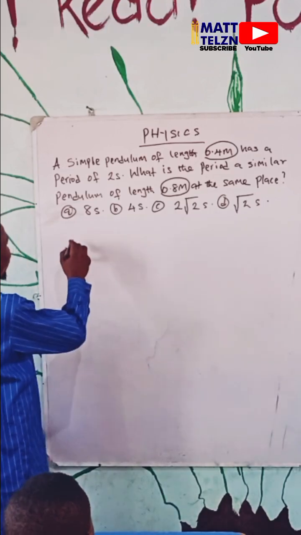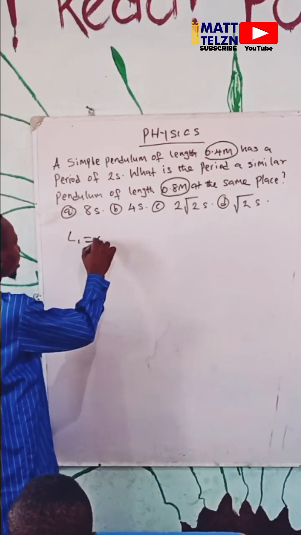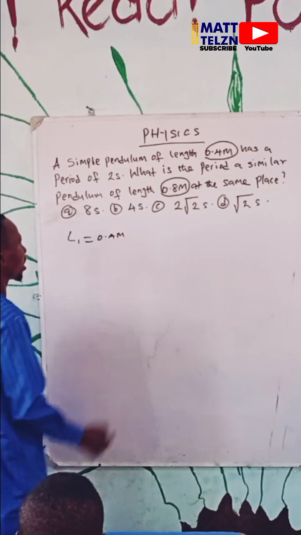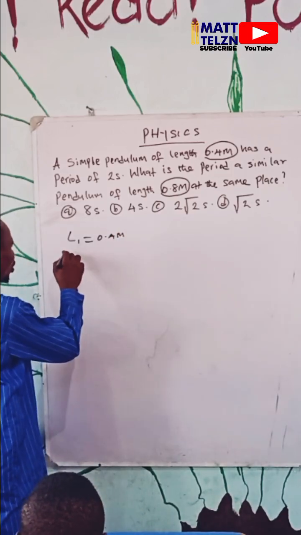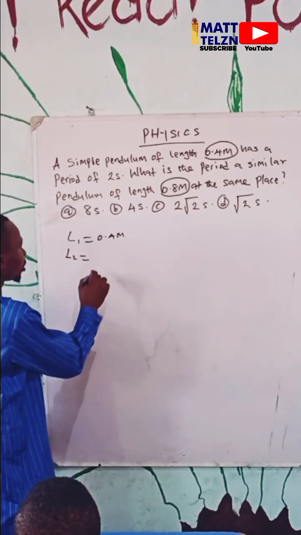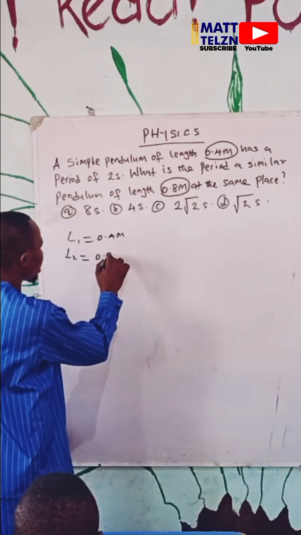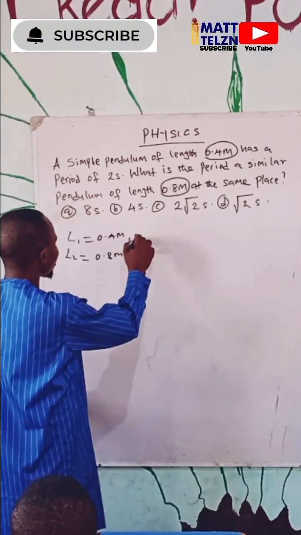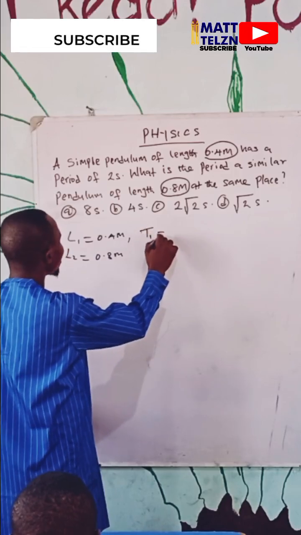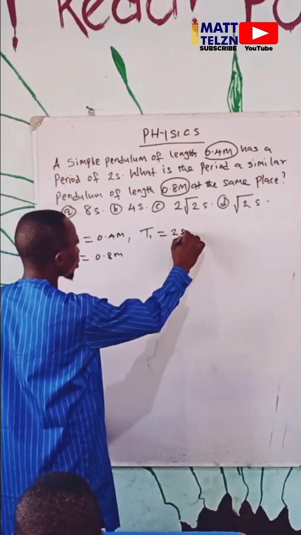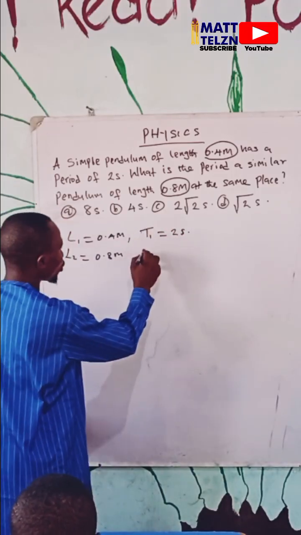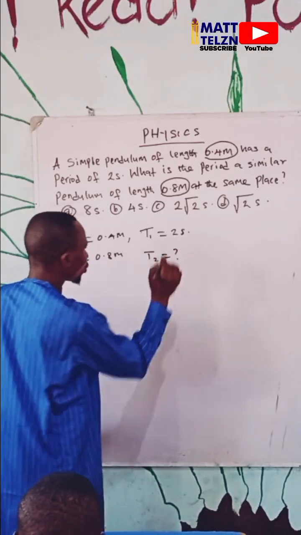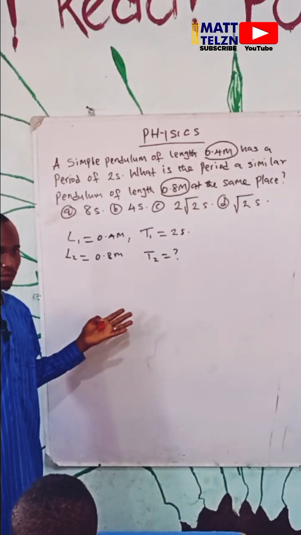So let's bring out what we have. My first length, L1, is 0.4 meter, right? My second length, L2, is 0.8 meters, right? Good. Now my first period, T1, is 2 seconds, right? The second period, T2, is what they ask us to calculate. We don't know it. Is it clear?